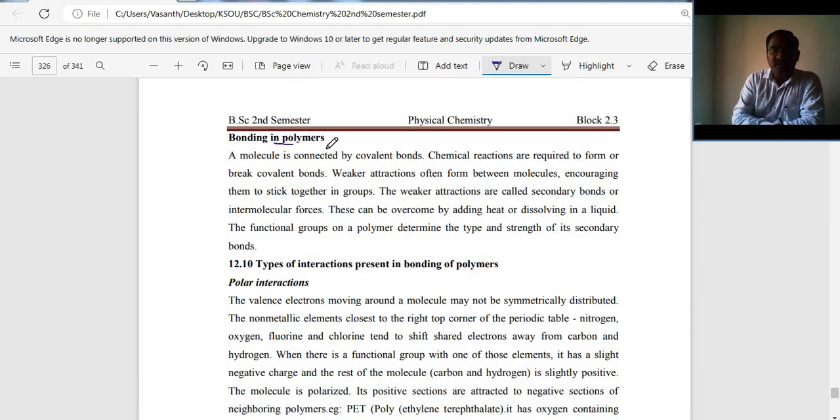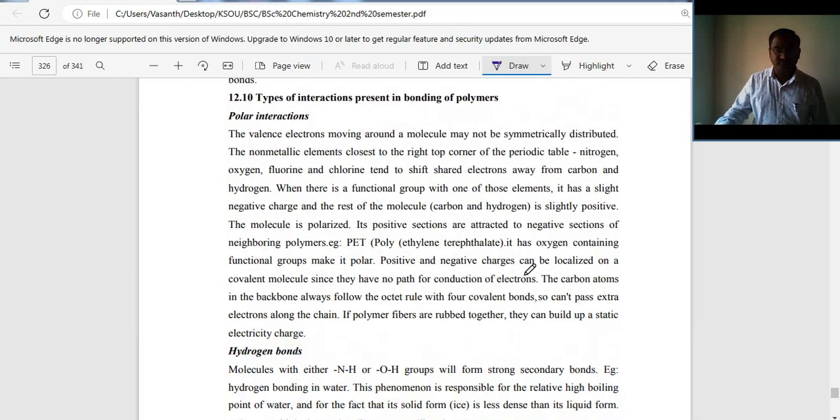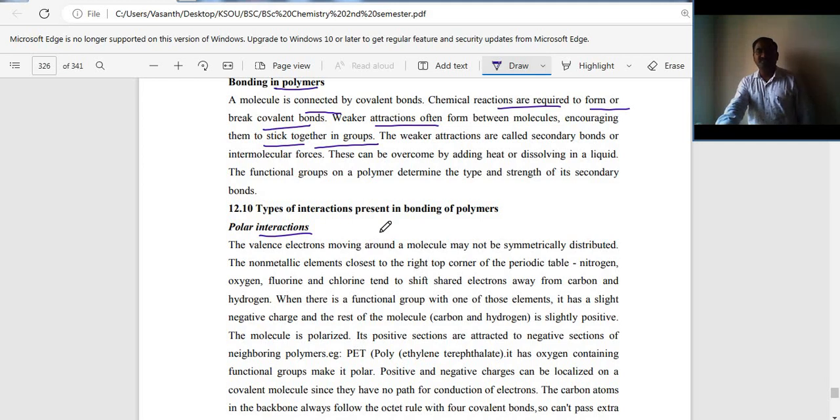Consider bonding in polymers. A molecule is connected by covalent bonds. Chemical reactions are required to form or break a covalent bond. Weaker attractions form between molecules, encouraging them to stick together in groups. The types of interactions present in bonding polymers are polar interactions and hydrogen bond interactions.